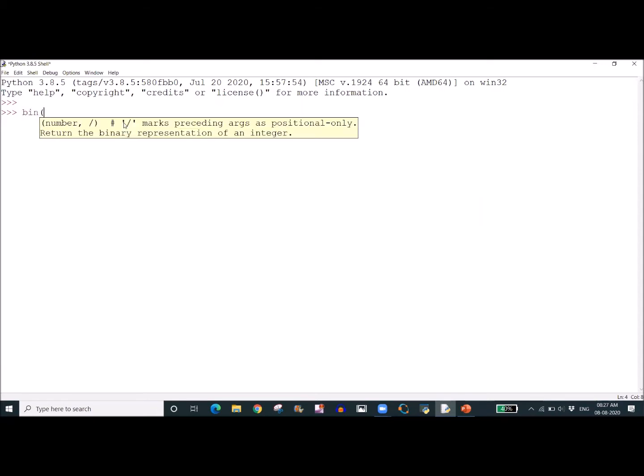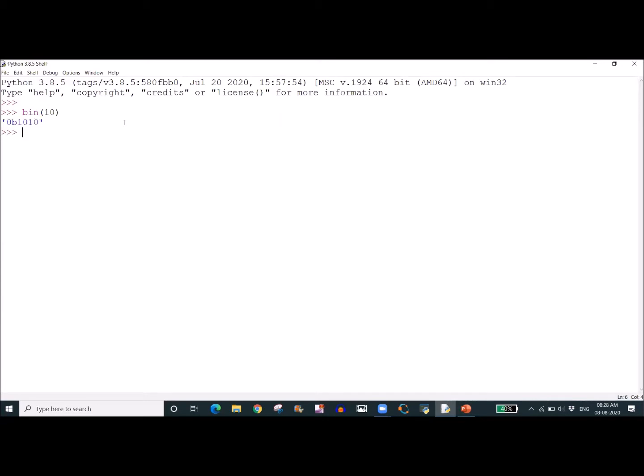I am taking some decimal number, 10. I am converting it to binary by using the command bin. So I will be getting the binary equivalent of 10, 1010. Yes, it is absolutely correct. We can check for the next number also.